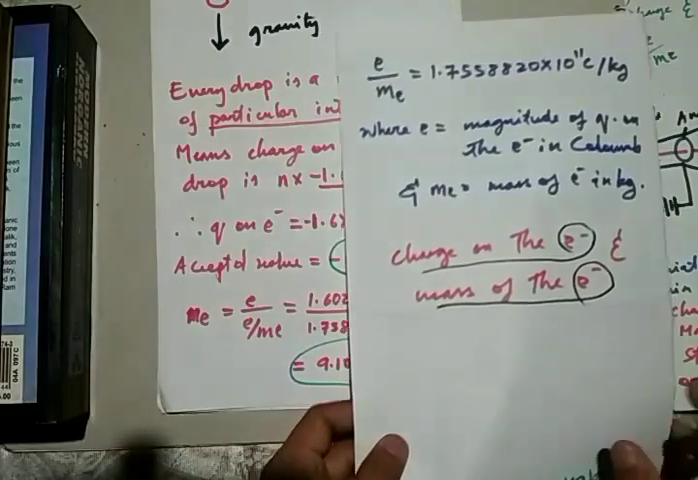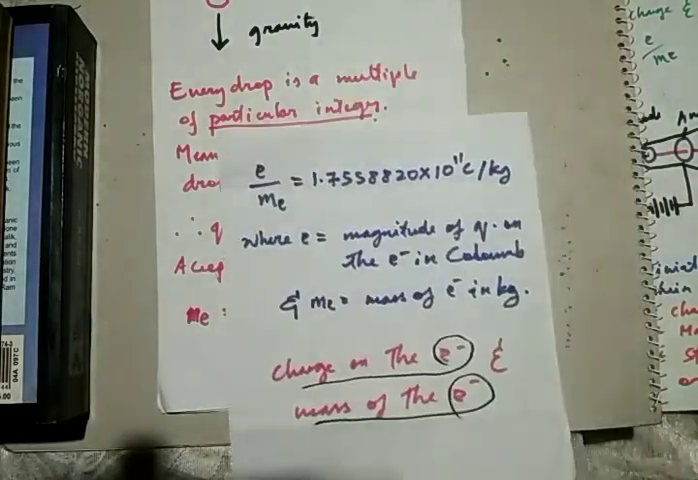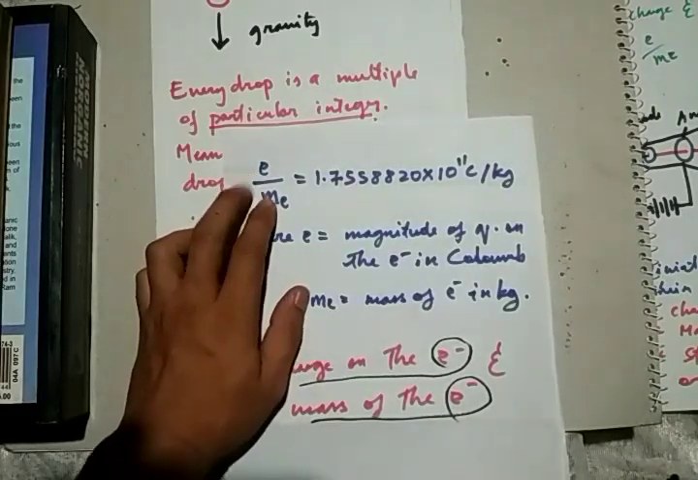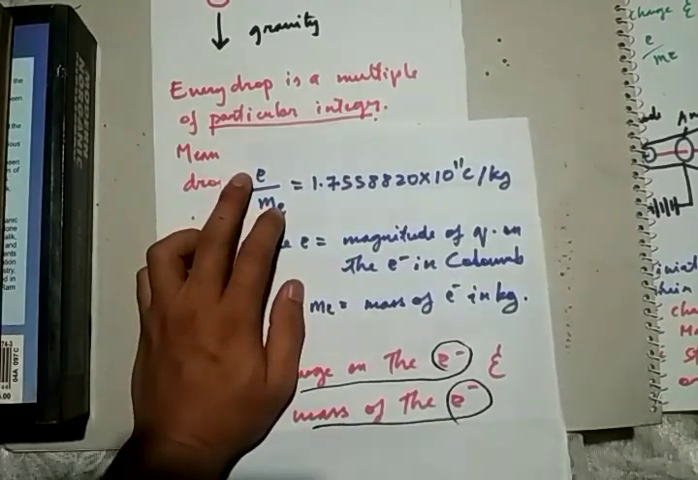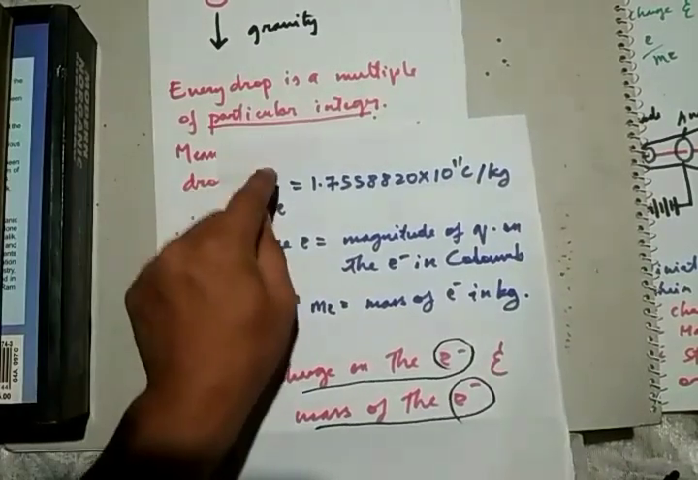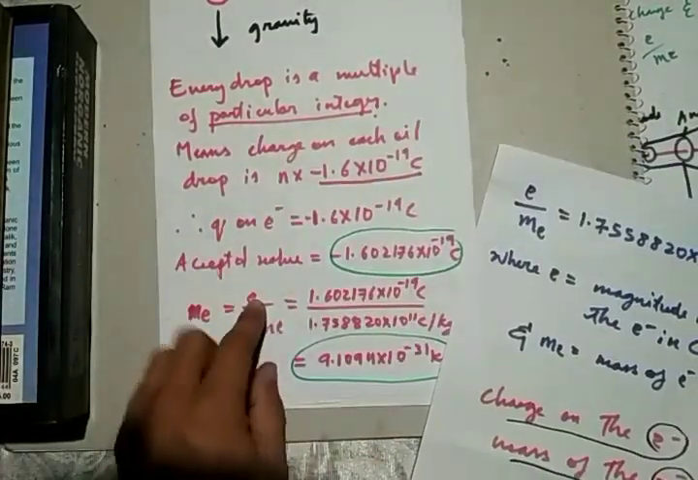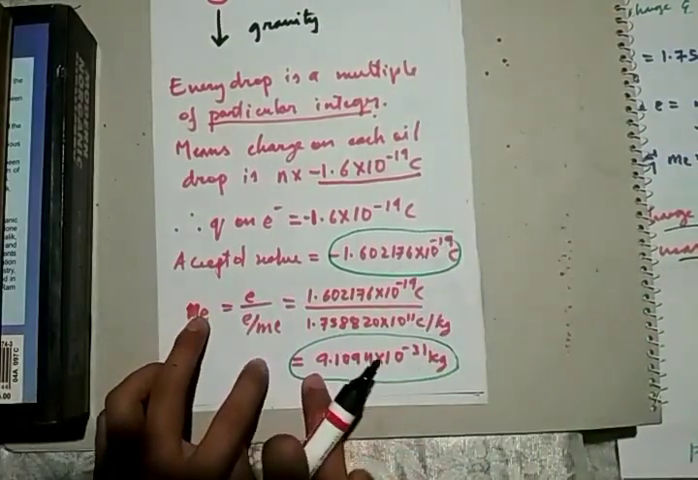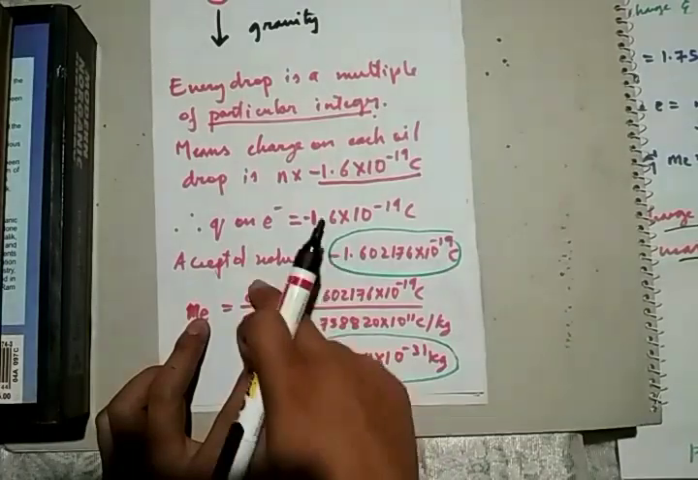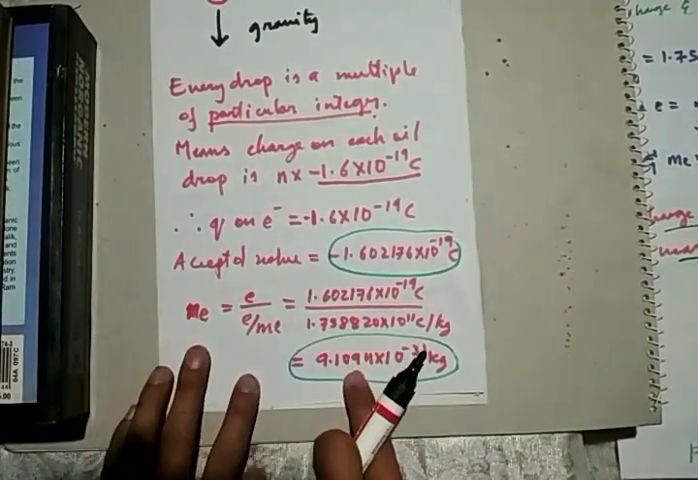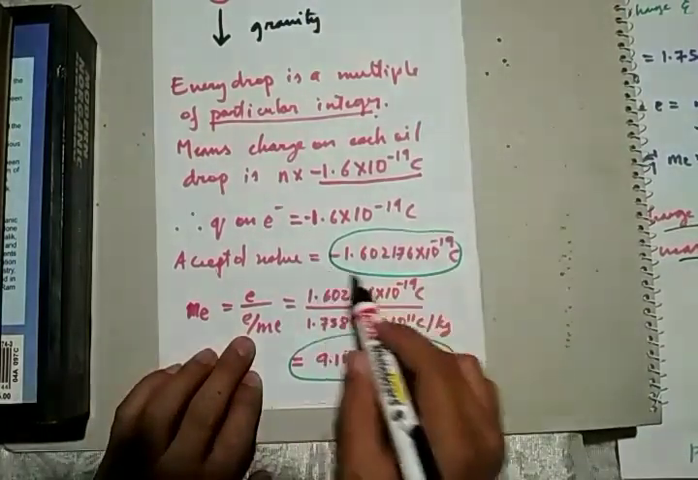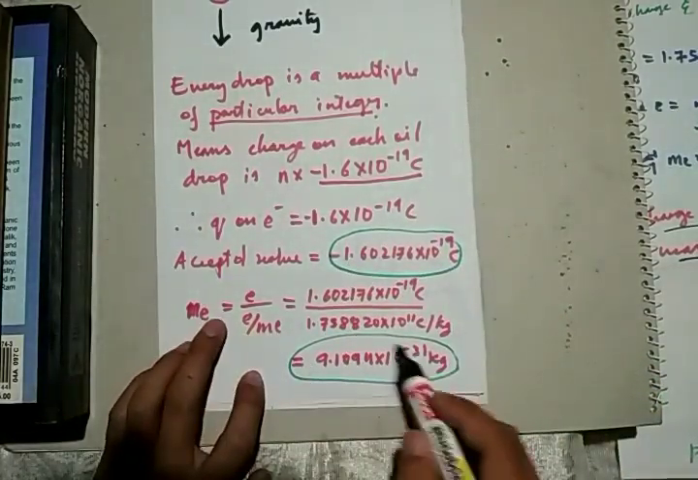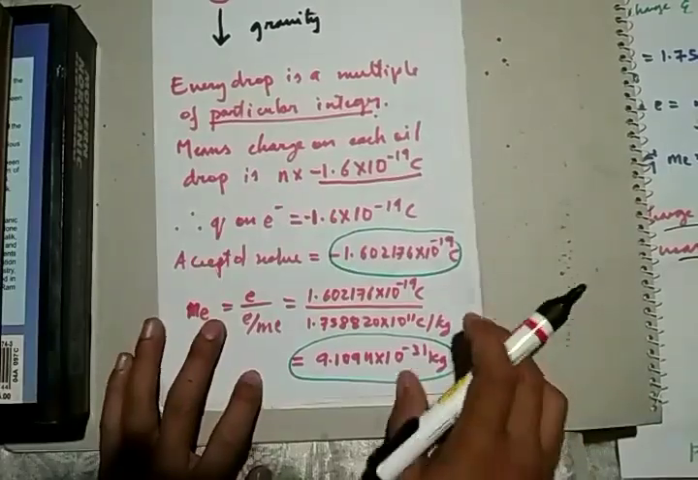In the previous experiment we already found the charge to mass ratio of the electron. So using this and this, by dividing these two we get the mass of the electron. So we found that the charge on the electron is this, and the mass of the electron is this value.